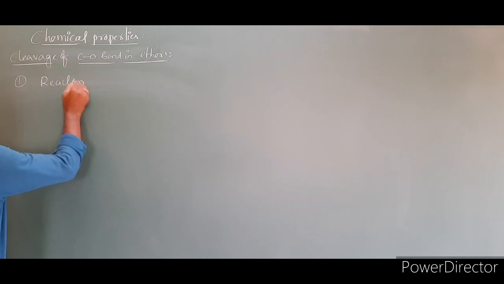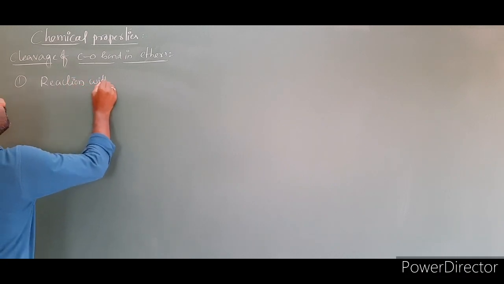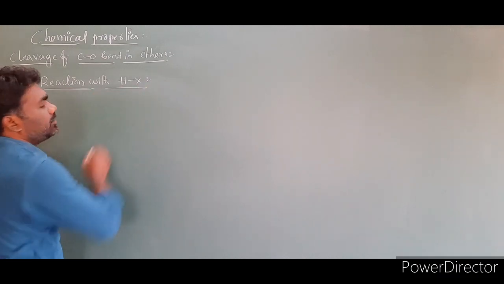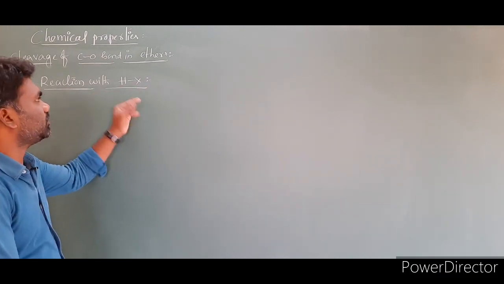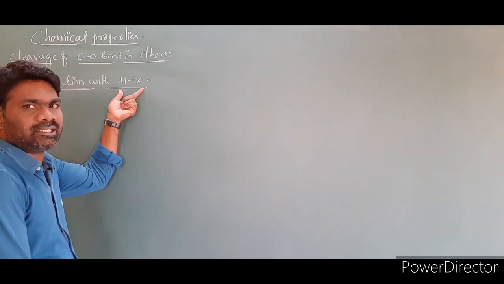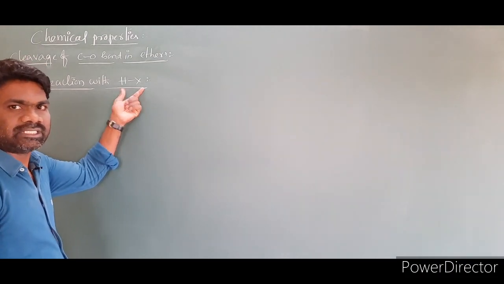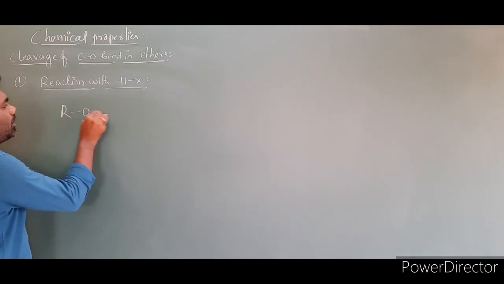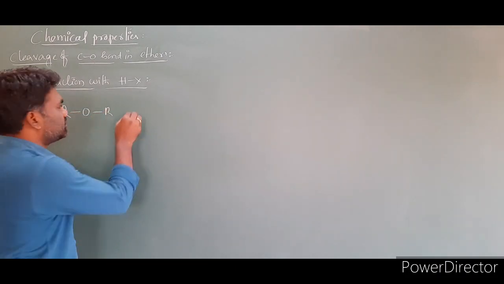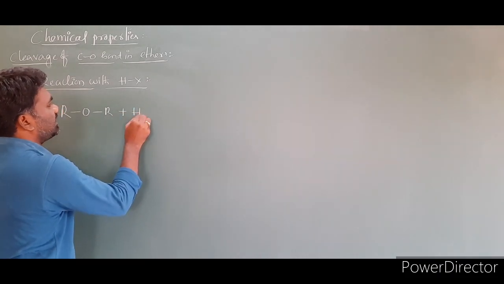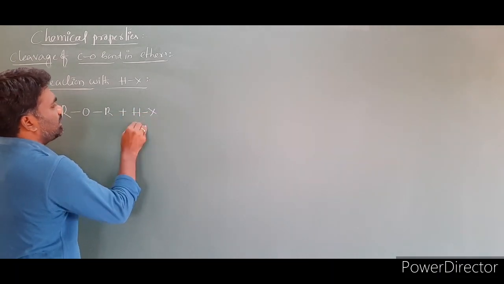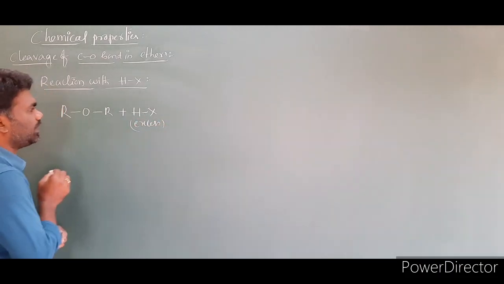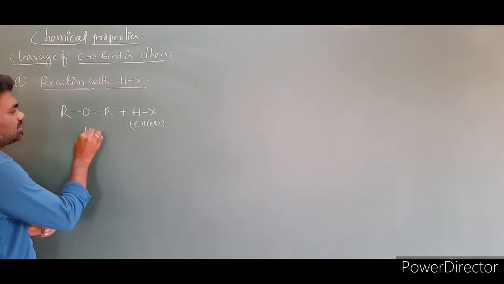The first one is reaction with HX, hydrogen halides. Ethers react with hydrogen halides, HX, to give alkyl halides. What is the meaning of this statement? I am taking ether ROR, general representation. This one reacts with HX, in excess quantity.